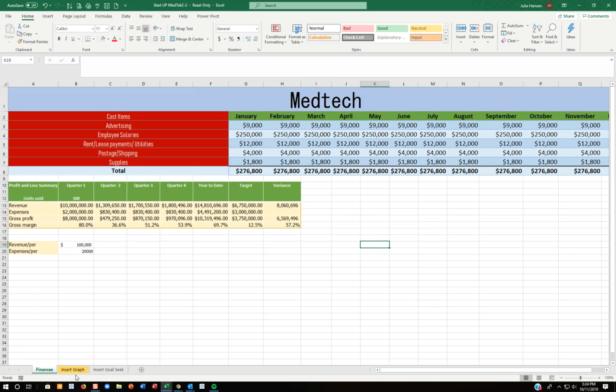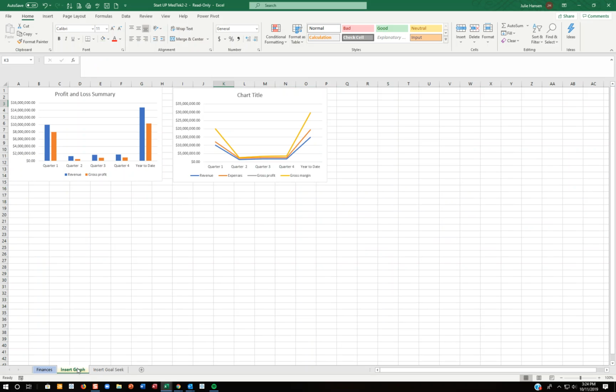All right. And then, of course, yes, the graph is a good idea. Let's go ahead and get a graph going. Maybe our profit and loss, that's pretty good.